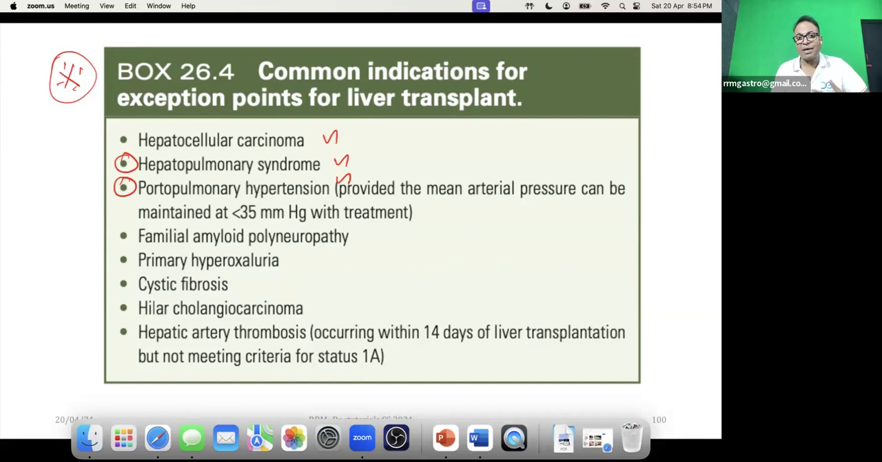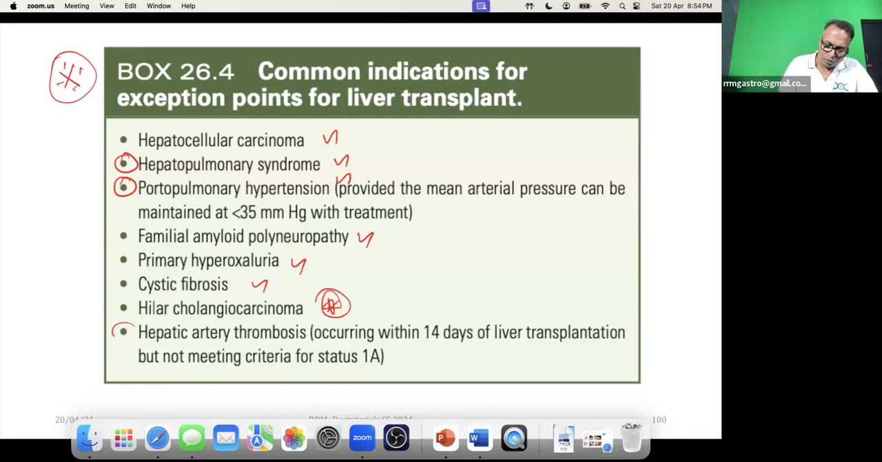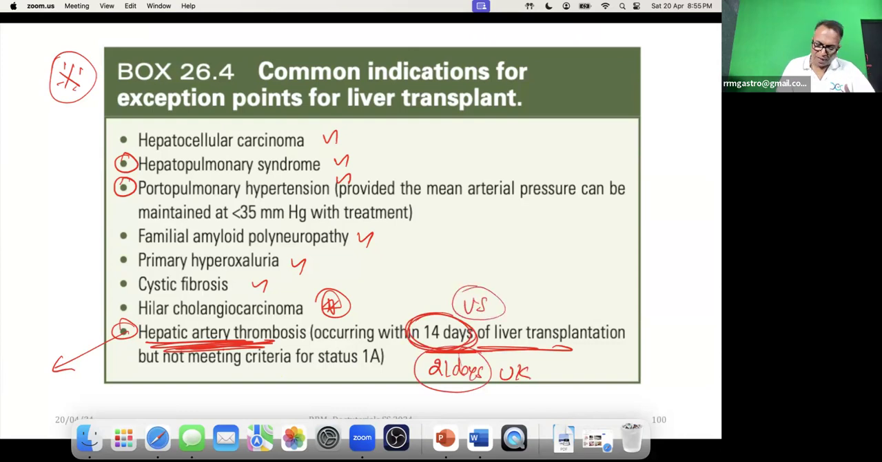Don't wait, because they will become irreversibly damaged liver. So amyloidosis, hyperoxaluria, cystic fibrosis, cancer, and I told you, UK super liver transplant scheme done for hepatic artery thrombosis, which occurred within 14 days. Here it is mentioned as 14 days. Bailey says 21 days. So UK it is 21 days. US it is 14 days.